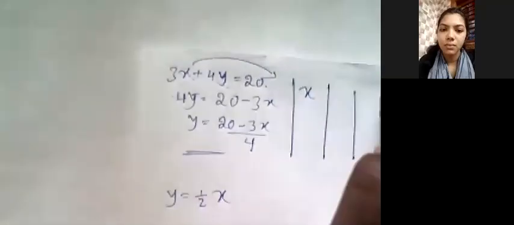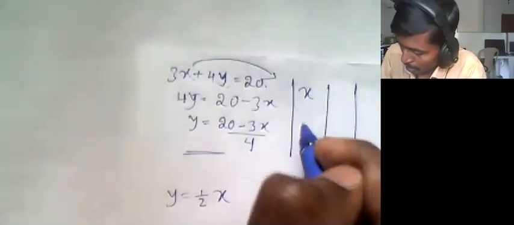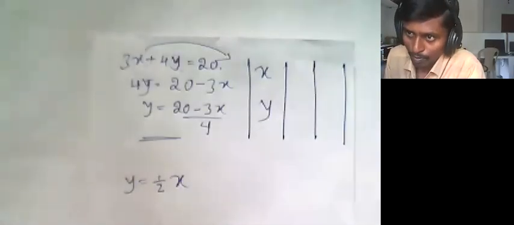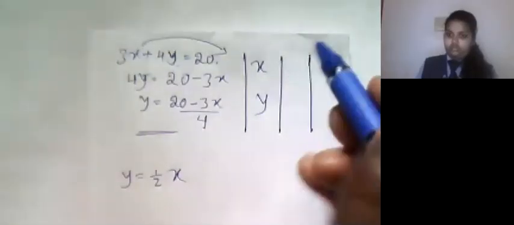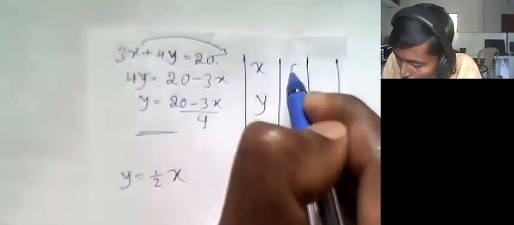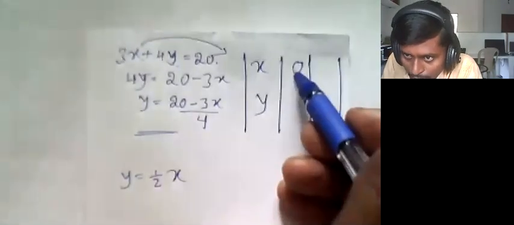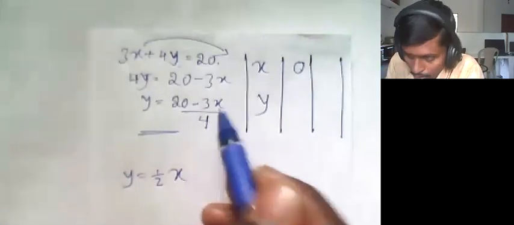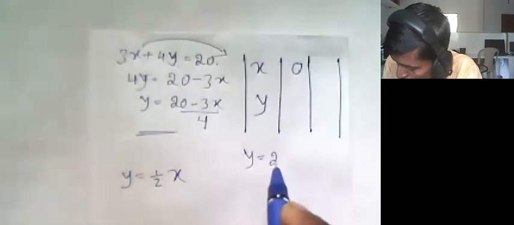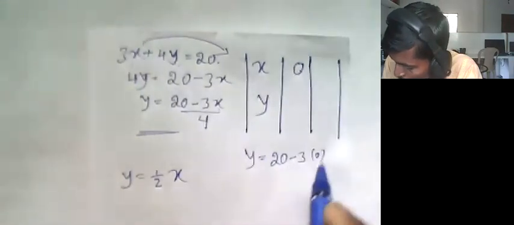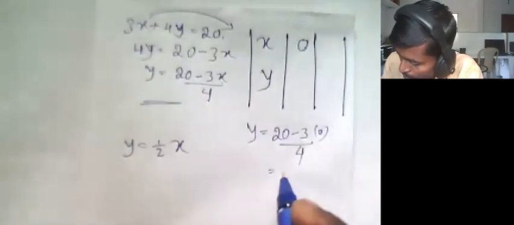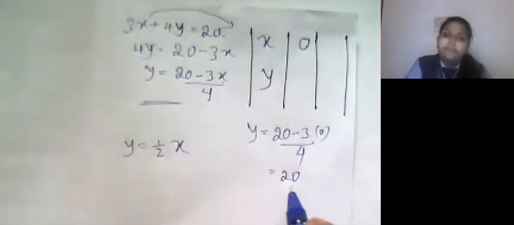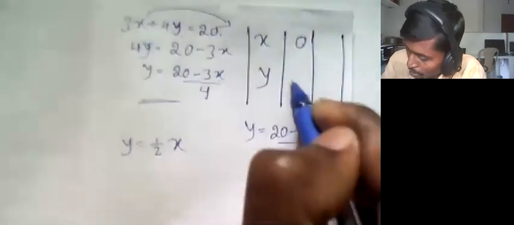Next, you have to construct a table like this. In 9th standard, you already studied x value, y value. First, what is the easiest value? We should give x is equal to 0. Put x is equal to 0 in this equation. What happens? y is equal to (20 minus 3 into 0) divided by 4, that is 20 by 4, which is equal to 5.